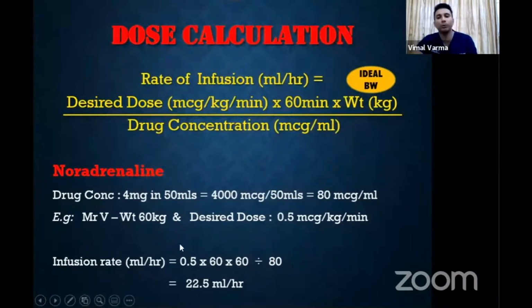You will get 22.5 mL per hour. There are infusion pumps where you don't have to do this manual calculation. You just have to put in the patient's body weight, put in the dose concentration, and mention your desired dose. They will calculate this for you and then infuse accordingly. It's done in ICU settings, the infusion pumps. But if you don't have infusion pumps with a drug library, you have to do this manual calculation.